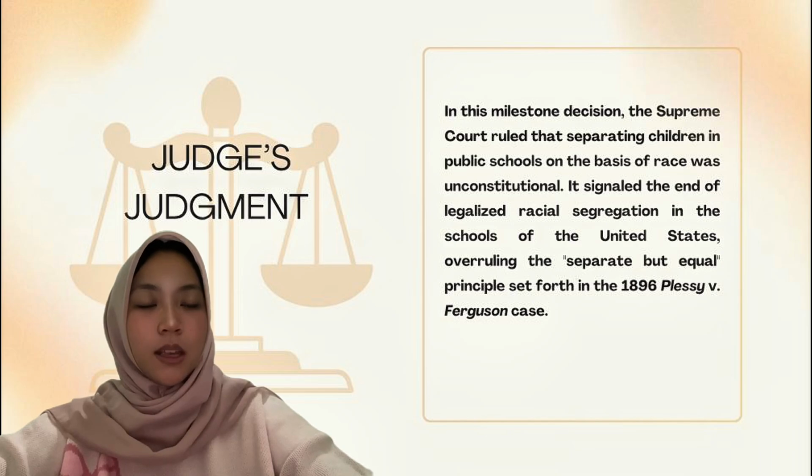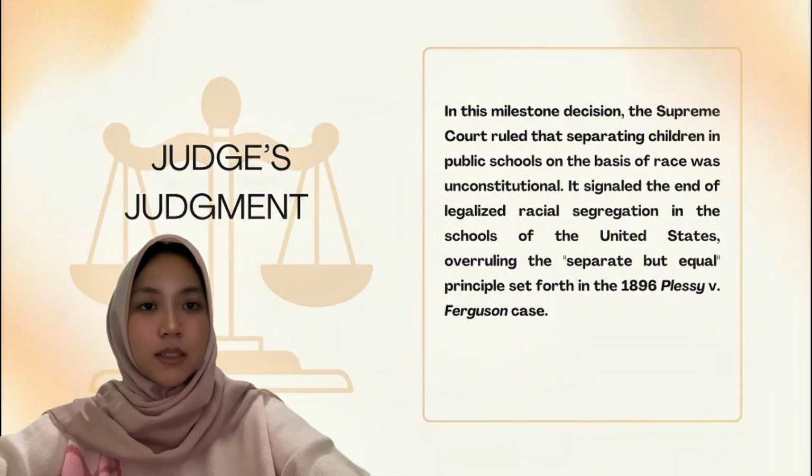On May 17, 1954, United States Supreme Court Chief Justice Warren delivered the unanimous ruling in the landmark civil rights case of Brown v. Board of Education of Topeka, Kansas. State-sanctioned segregation of public schools was a violation of the 14th Amendment and was therefore unconstitutional.